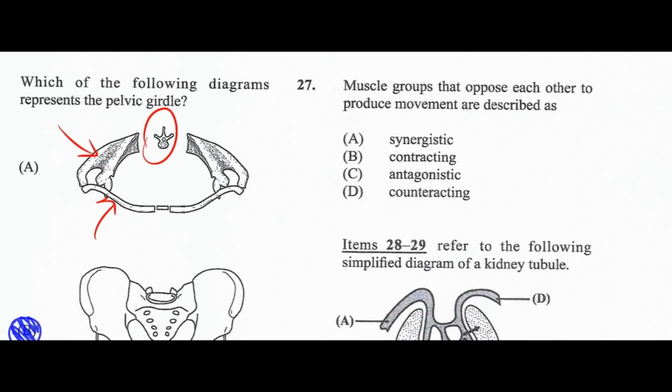And 27, muscle groups that oppose each other to produce movement are described as antagonistic, right? So look for that, and we got C. Examples of antagonistic muscles would be the hamstring and quadriceps, the biceps and triceps as well.